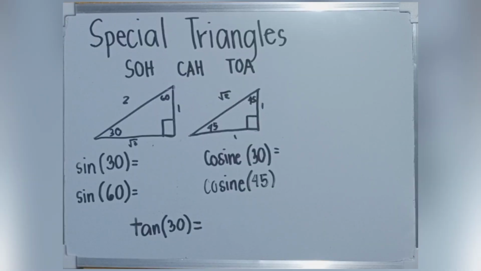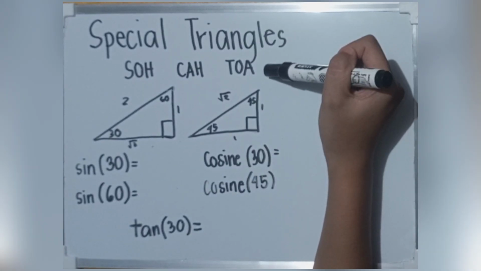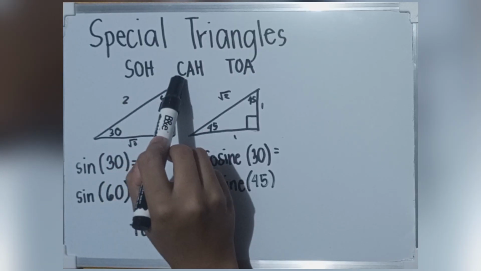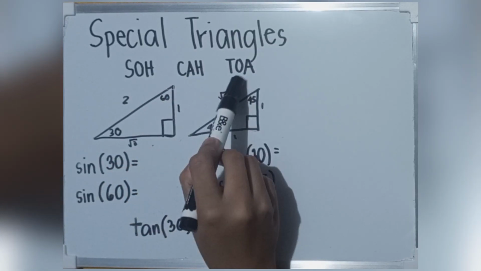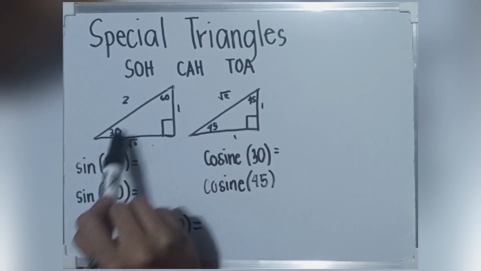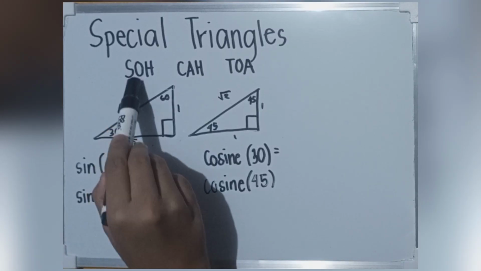So first, let's start with the special triangles. So special triangles is incorporated with the SOH-CAH-TOA, which is right here. And these are the two special triangles, the 30-60 and the 45-45. So let's identify what are the values of the examples below.